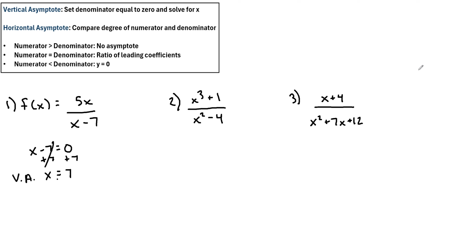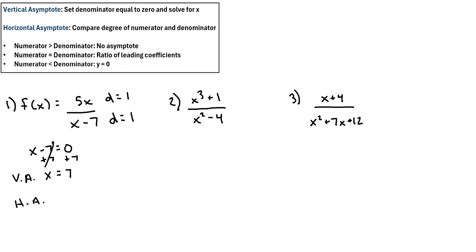Now, to find the horizontal asymptote, let's write HA. We compare the degree of the numerator with the degree of the denominator. Or in other words, what's the largest exponent in the numerator and what's the largest exponent in the denominator? Well, we can see that the largest exponent in the numerator is just 1. So let's write d is 1. And in the denominator, the largest exponent is also just 1. d equals 1.